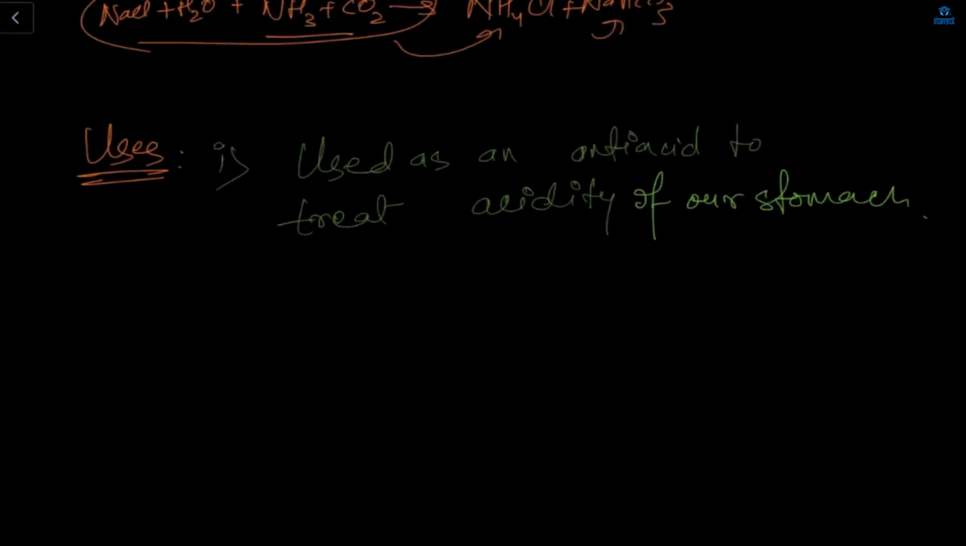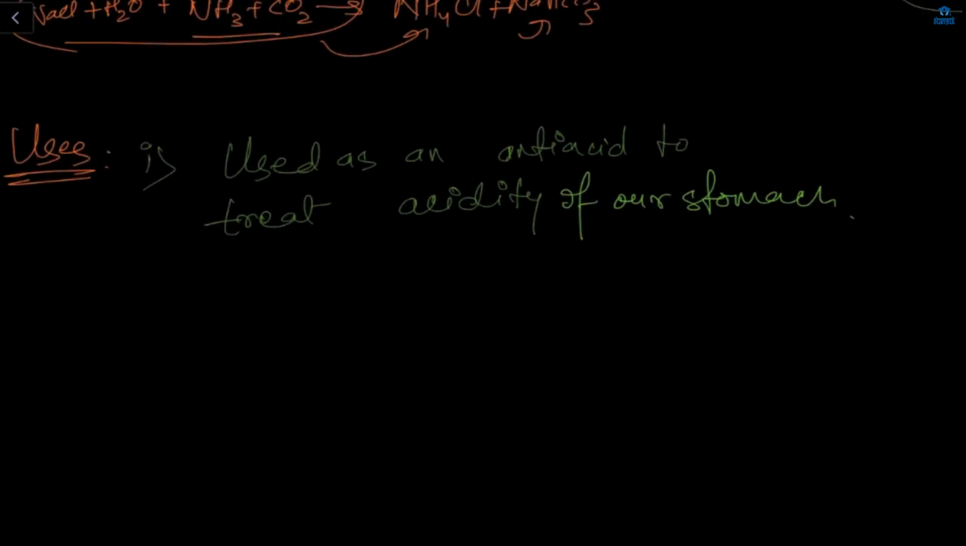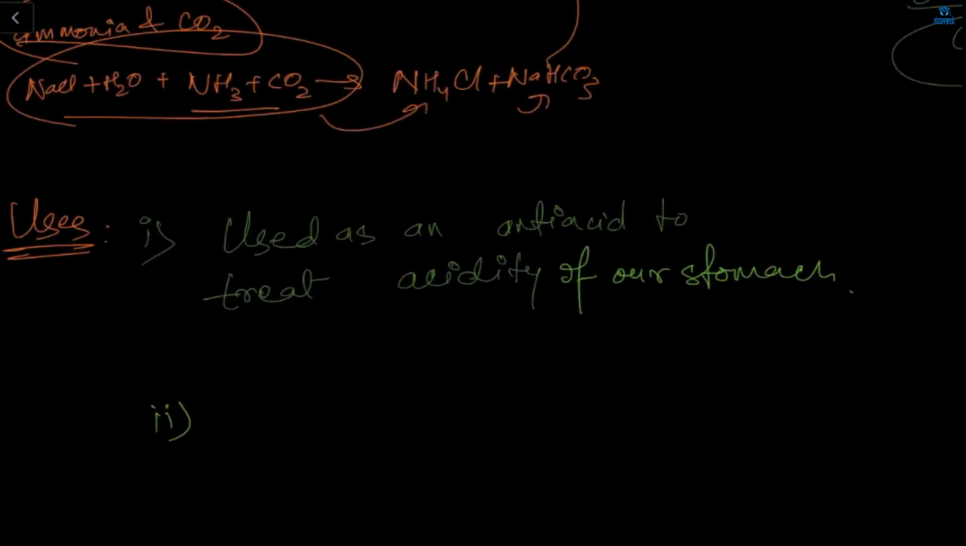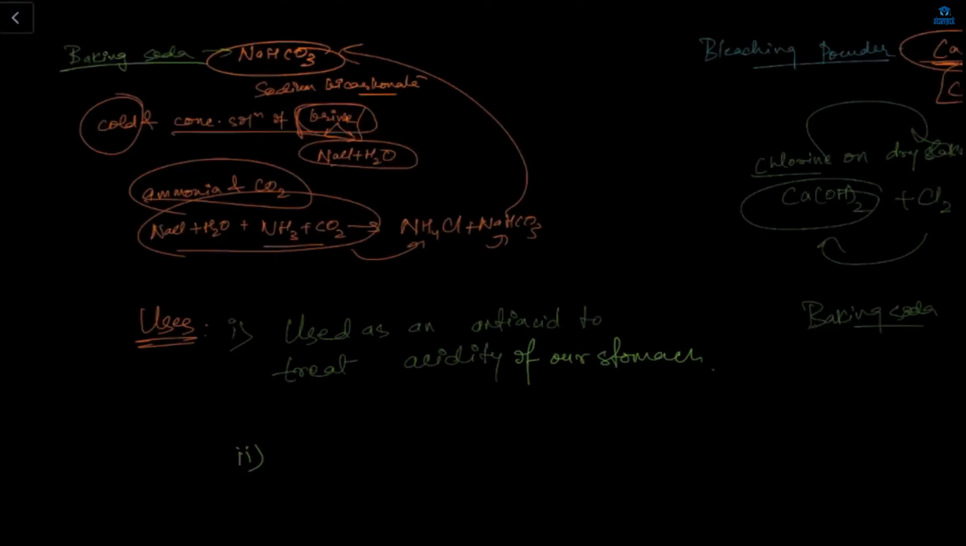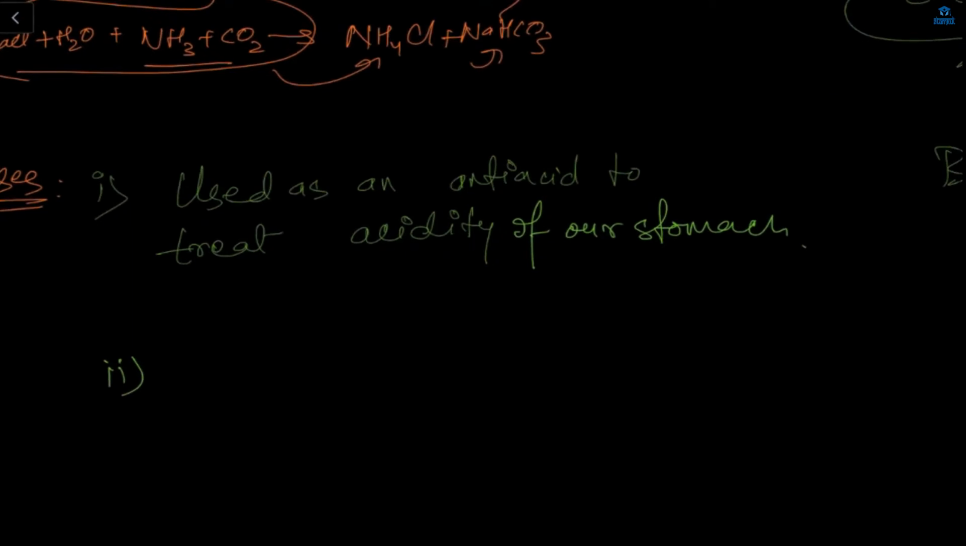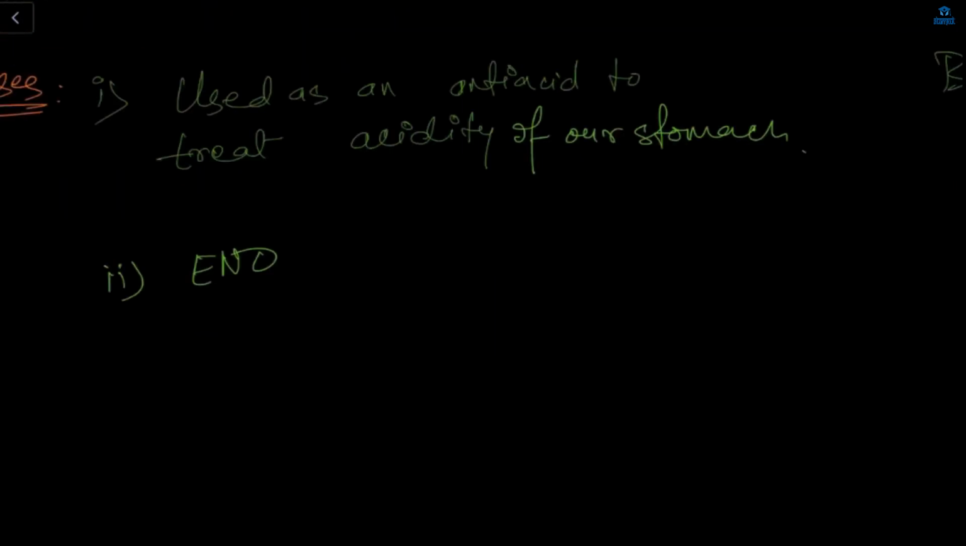In acidity, we consume what? Basically, Eno, right? But let's say Eno is not present in our home, then we can also mix this baking soda with water and we can have it to reduce the acidity which is forming in our stomach. So it acts like Eno also, because Eno is basically used to reduce acidity. So Eno is equal to baking soda. We'll mix that with water and drink it.